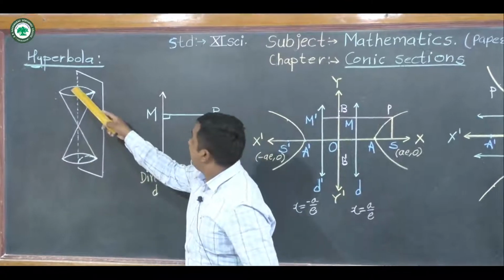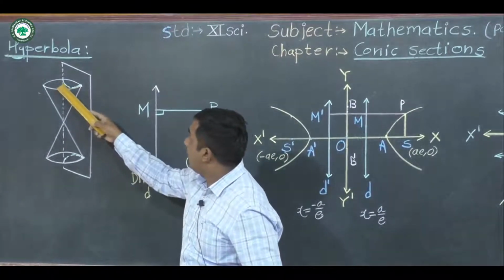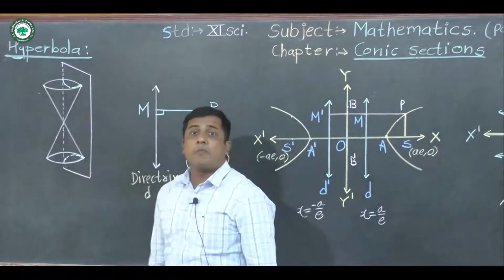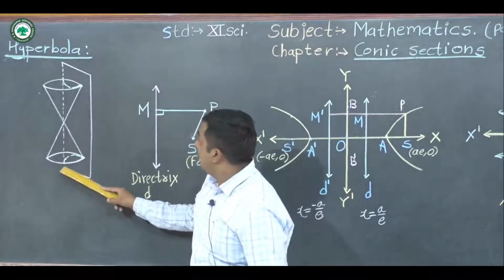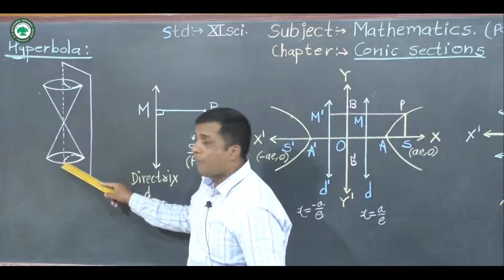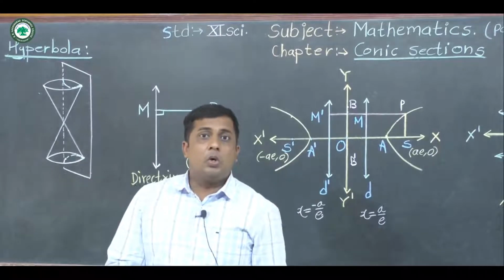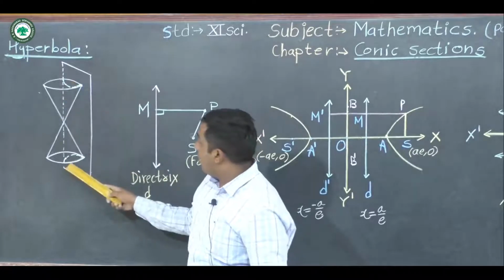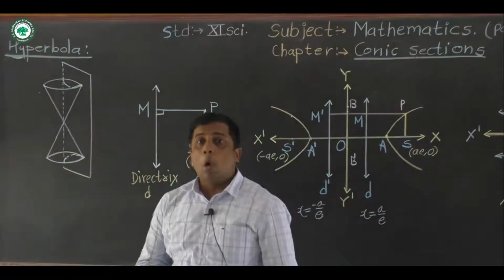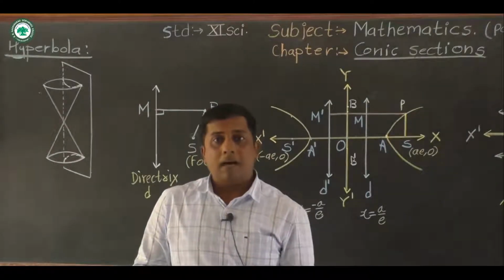On the upper section, we consider this dotted curve for the hyperbola, and on the lower side we also consider the hyperbola. We denote this by using the dotted line. So we have two curves, one on the upper side and one on the lower side. So this is the hyperbola.